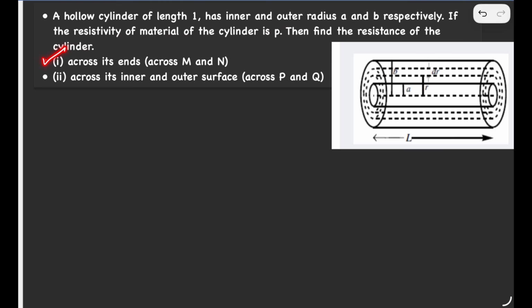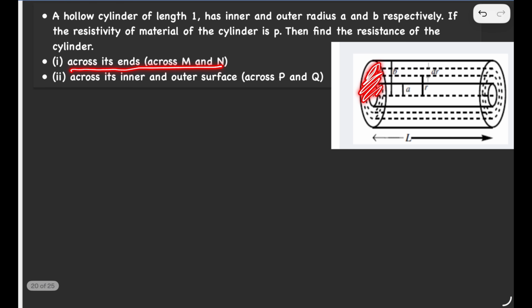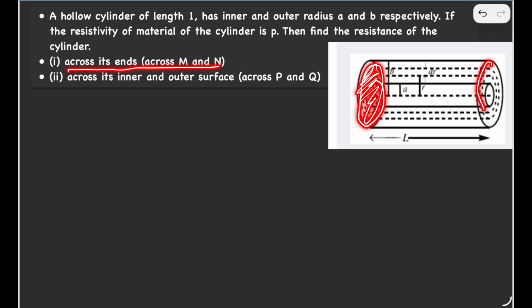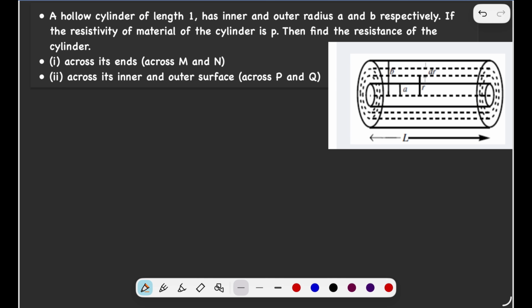Two questions are being asked. First one, across the ends. What does that mean? This is one end, the cross-sectional area, and this is the other end. What is the resistance between these two? The next one is across the inner and outer surfaces. So the innermost and the outermost surface. What is the resistance between these two? Okay, step by step, let us see.